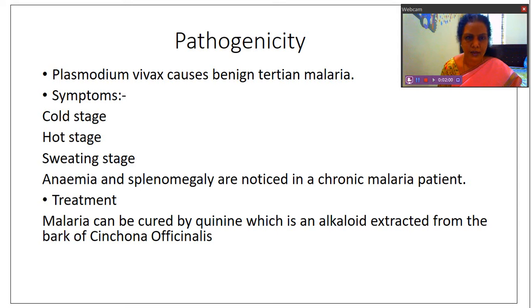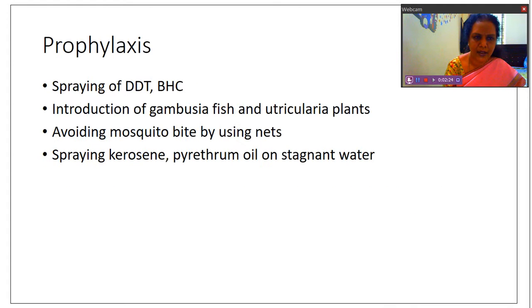And what is the treatment? Nowadays we are using quinine, which is an alkaloid extracted from the plant Cinchona officinalis. The name of the medicinal plant is Cinchona officinalis. From the bark of the plant we get an alkaloid which is called quinine. It is used to cure malaria. And how to avoid getting malaria, that we'll see in prophylaxis.